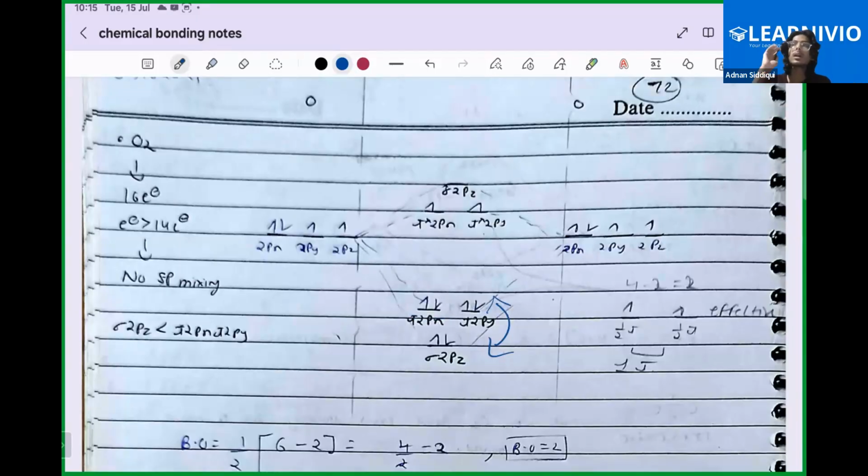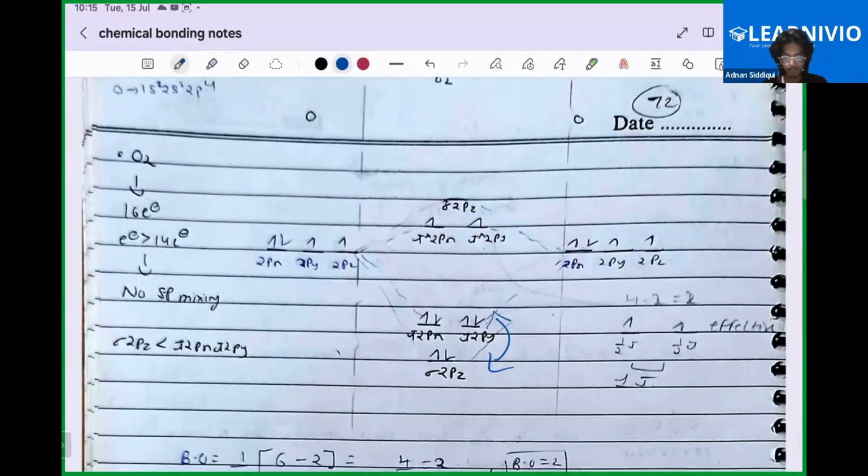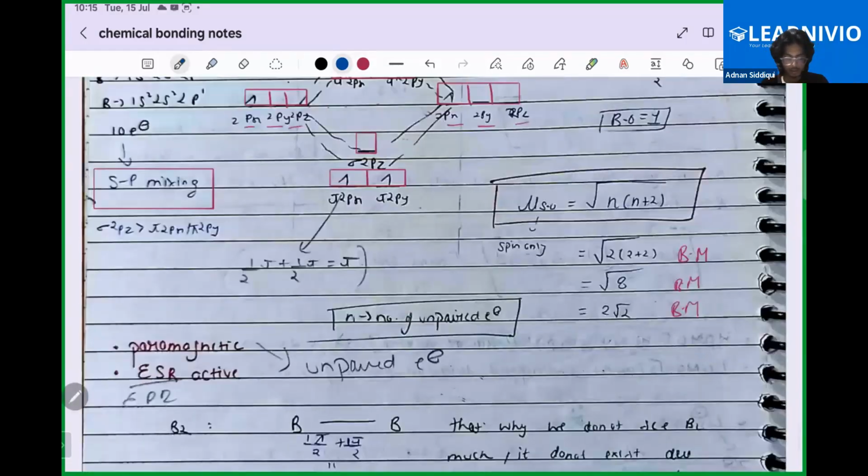So till nitrogen, let me just go back. Just mixing it.